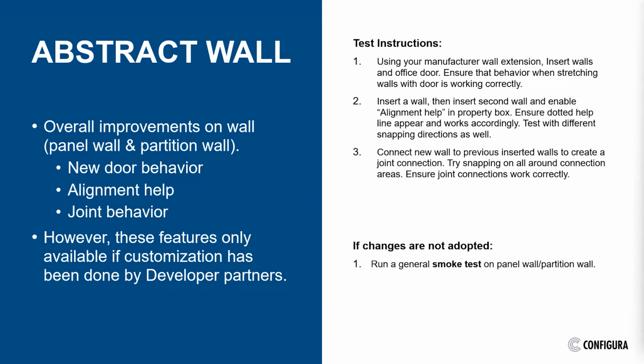So if the above mentioned changes are not adopted in your manufacturer extensions, all you need to do is run a general smoke test on your current panel wall or partition wall system to make sure that it is still working correctly. And the second one is try to focus more on the stretching behavior of the wall or partition wall. The fix is to improve the overall stretching behavior, especially when working with door pane and on the outer side of a wall. Hope I'm clear on this section.